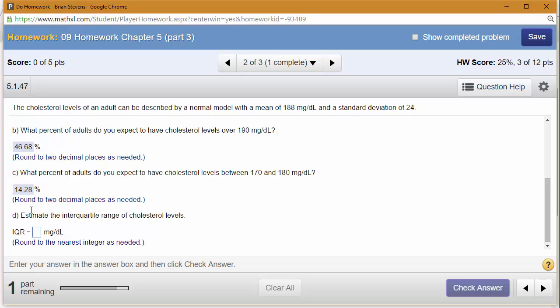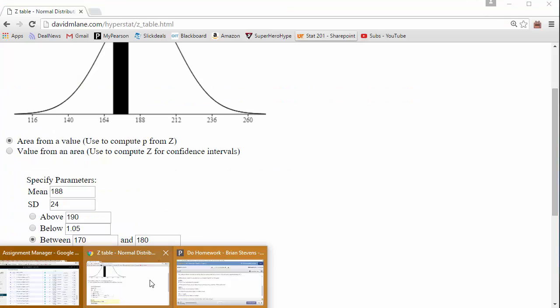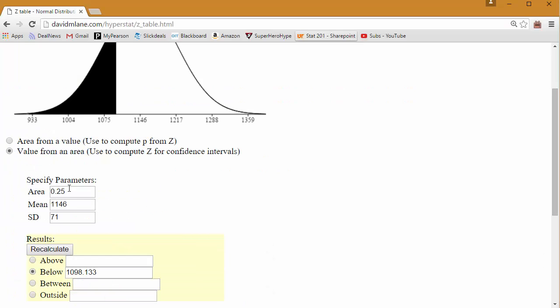Estimate the interquartile range. So now we need to give one number. Remember, the IQR is a number. The middle 50% of this data has a spread of blank. That is what the IQR is. And it's not too hard to find, but we're going to have to go to the other one and re-enter in 188 and 24. And let's put in here 50% to make it easier on the eyes.